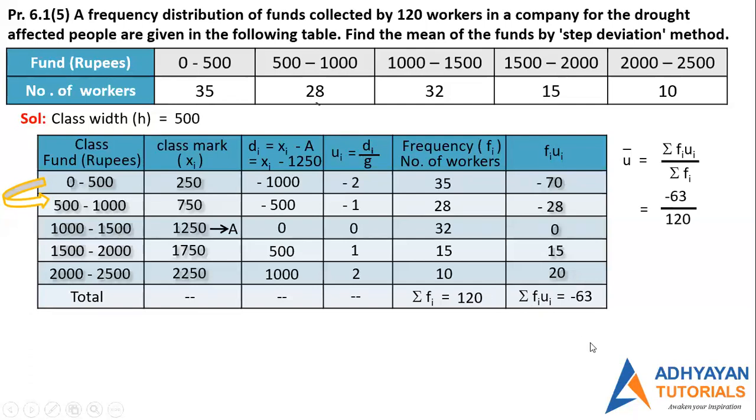Now, students, let us divide. How do we divide? For people who are finding it difficult to divide, forget this minus and forget this zero. Divide 63 and 12. 63 divided by 12 is 5.25.